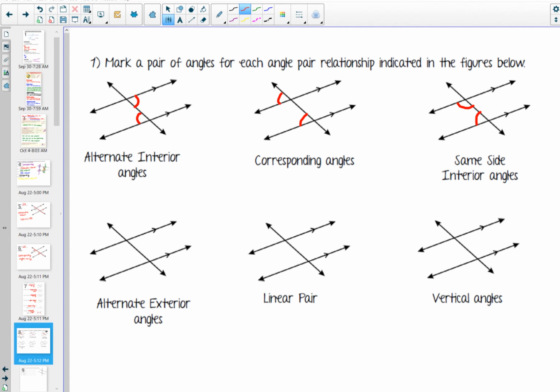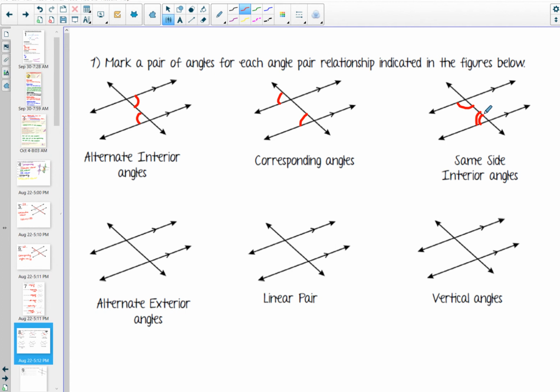Well, what do we know about same side interior angles and the measure of their angles? Are they congruent? No. So instead of having the single marking, I'm just going to make it a double marking. And that lets me know that this angle and this angle are not congruent. Okay? Are we good? Awesome.